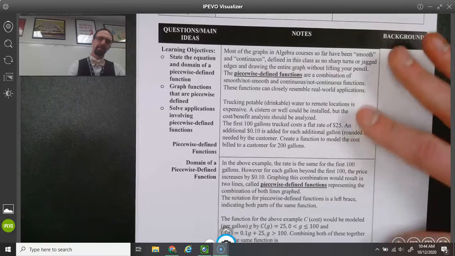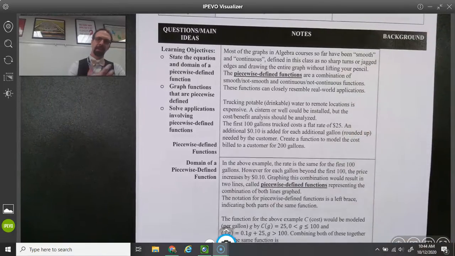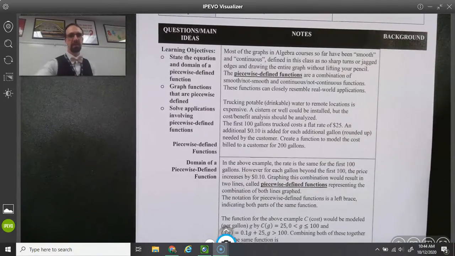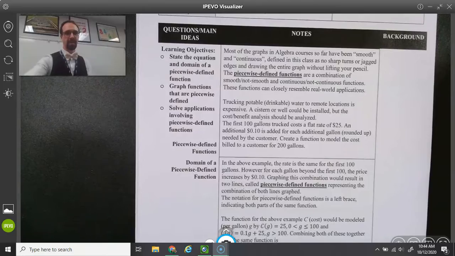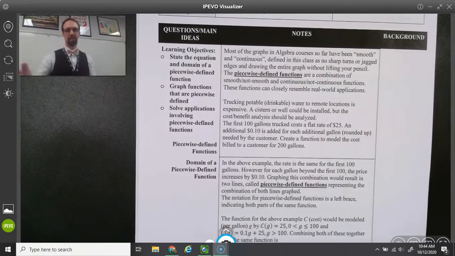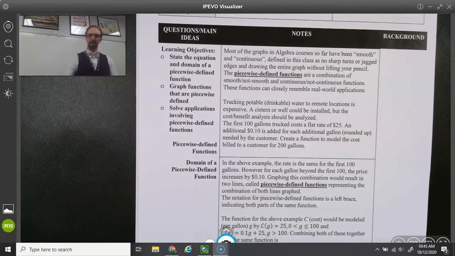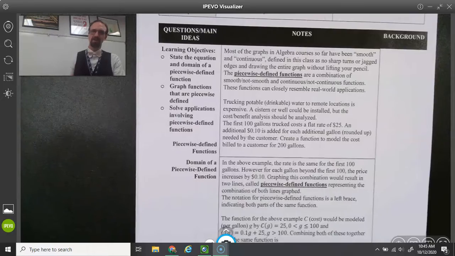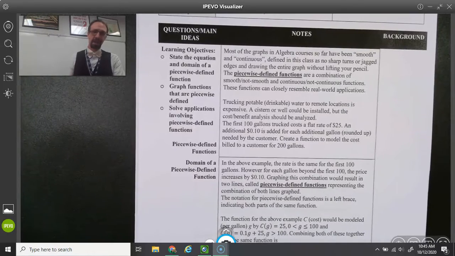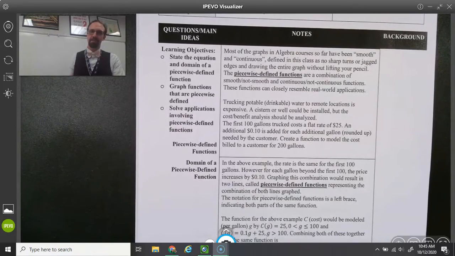I'm not going to bother reading through this for you. I feel that you are going to be quite capable of reading through that yourself. However, I do want to point out that piecewise defined functions are most applicable to real-world examples because you can define each piece as a part of the actual function. Here we're talking about smooth or not smooth versus continuous and not continuous functions.